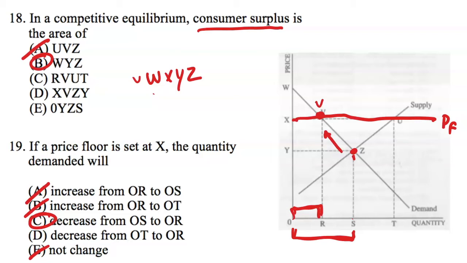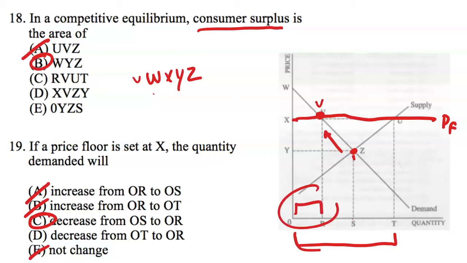And so let's take a quick look at why D is incorrect. D, as in dog, is a decrease from 0T, which is this, to 0R. While yes, based on the price floor, our quantity demanded ended up at 0R, it did not start at 0T, because 0T goes all the way out to this point on the demand curve. So that's why D, as in dog, is incorrect.